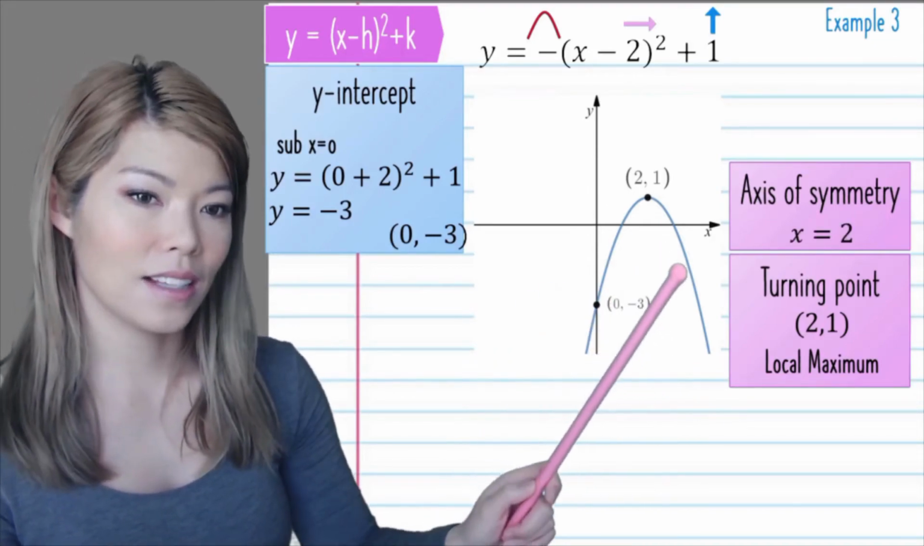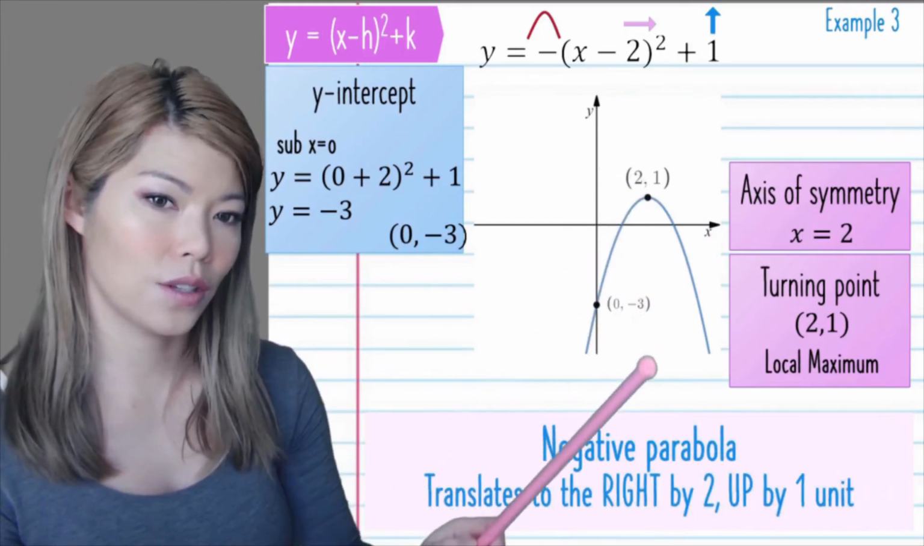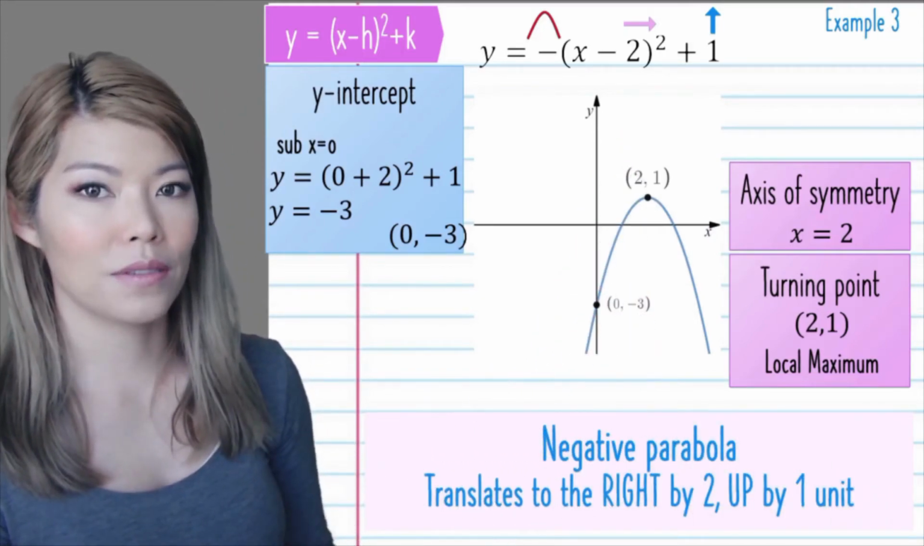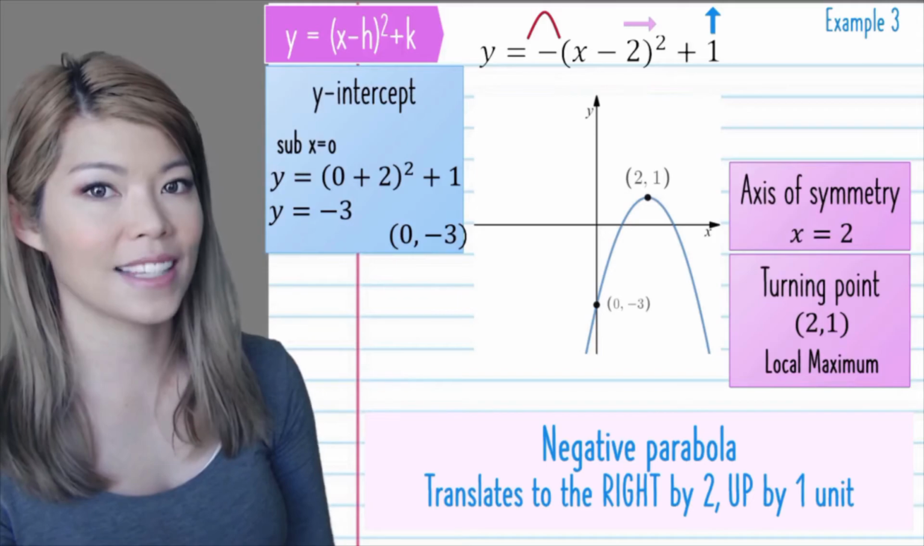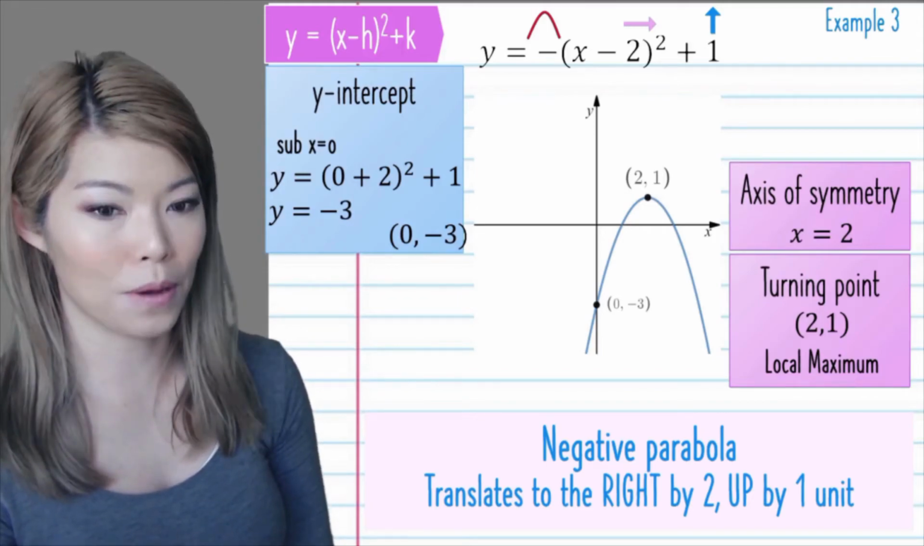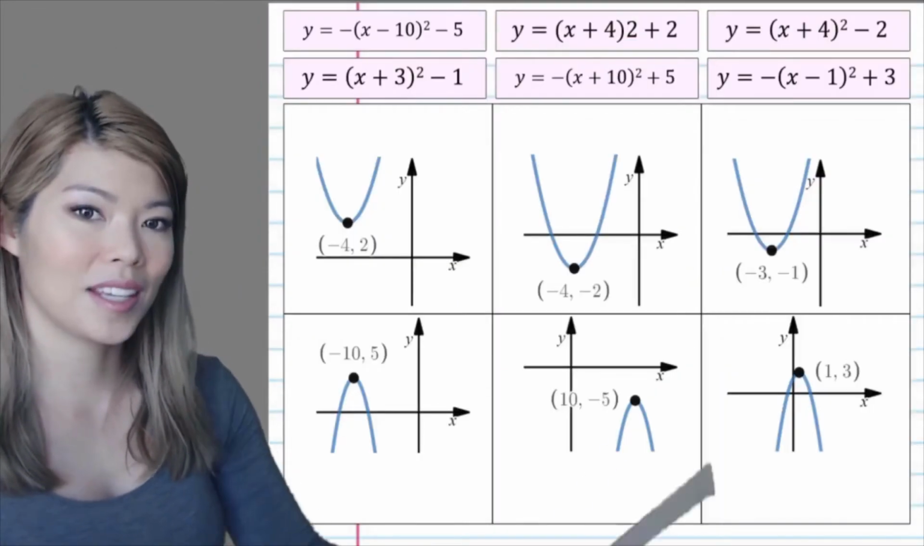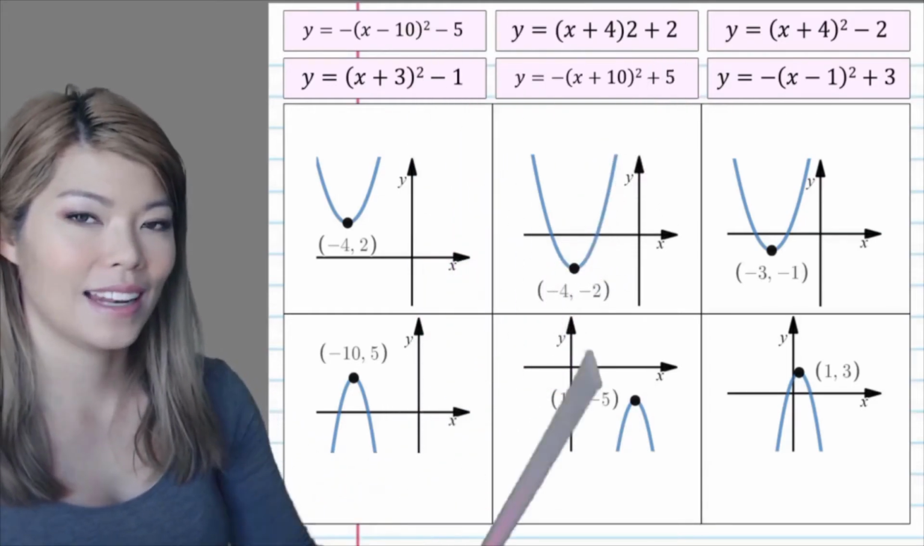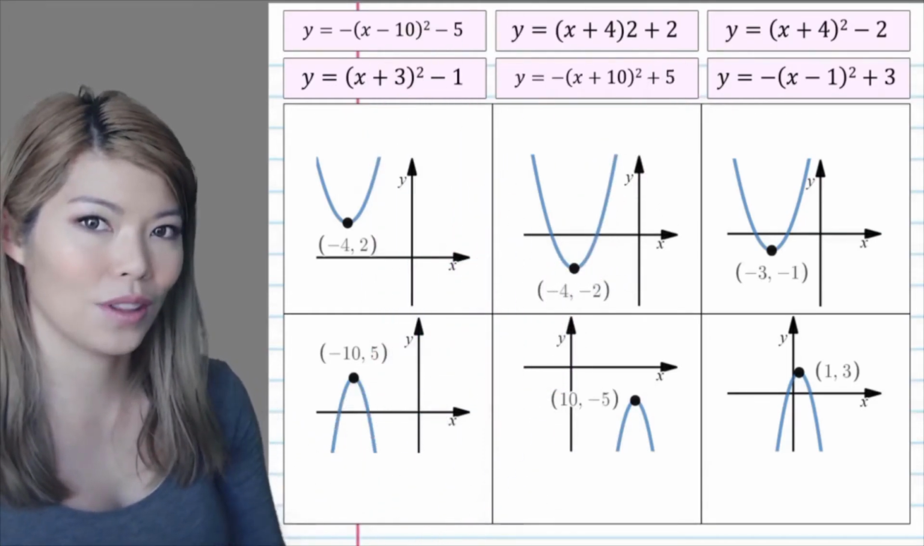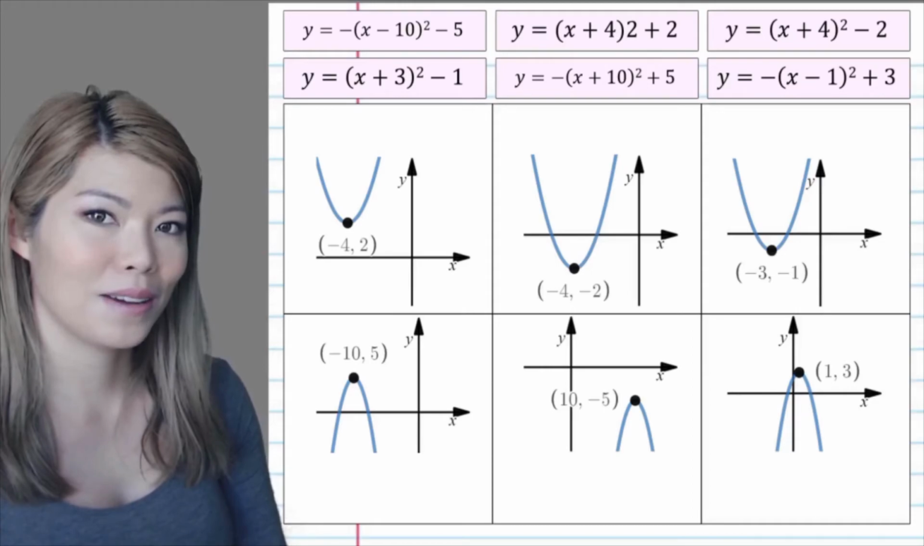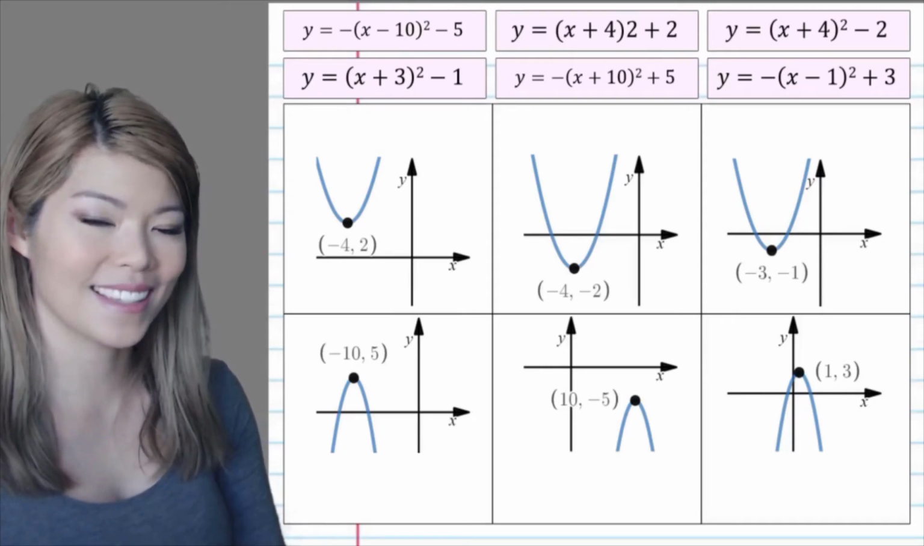Okay, and then next, axis of symmetry, we can see that it goes through 2. And we describe this graph as a negative graph that has been translated to the right by 2 and up by 1. Here we have 6 graphs and 6 equations. Let's see if you can match the equations to the graphs. Pause the video and give that a go, and unpause when you're ready to see solutions.